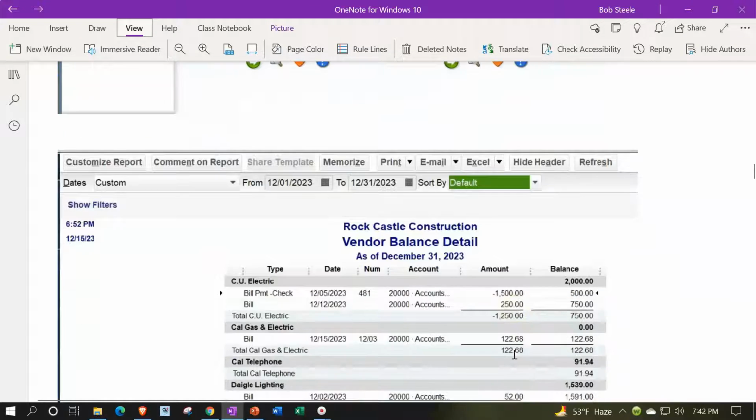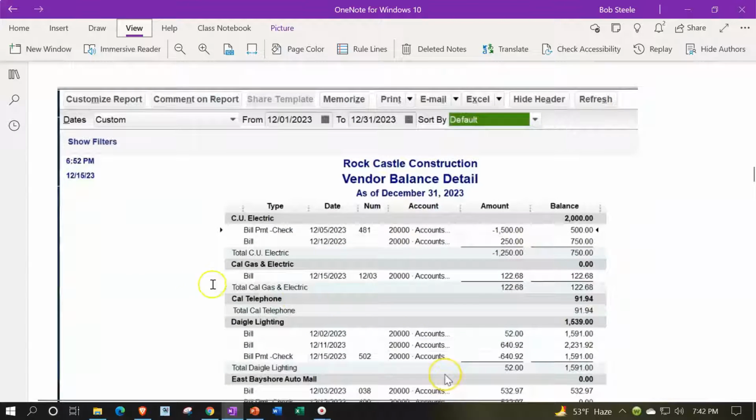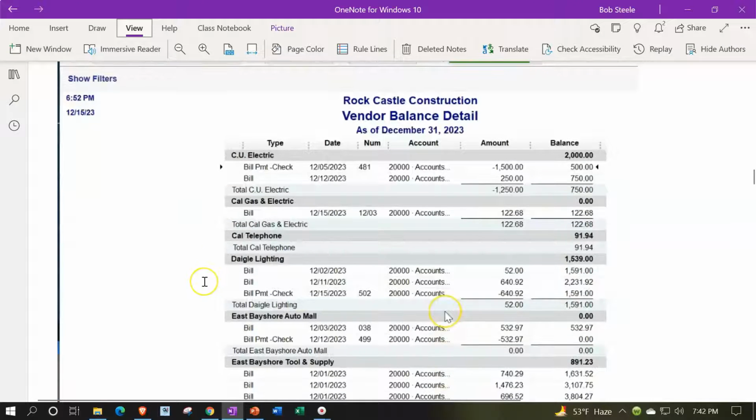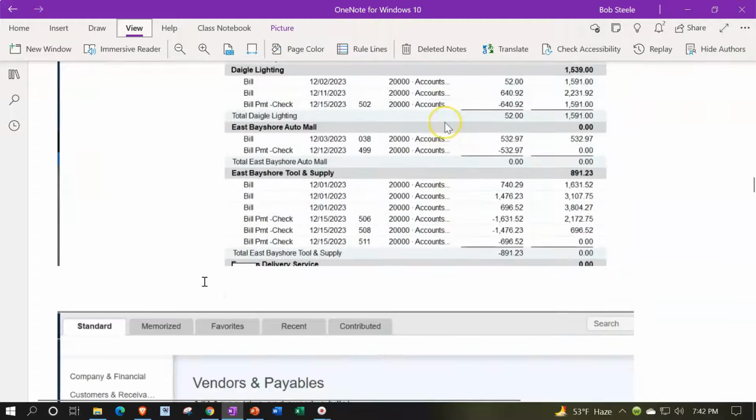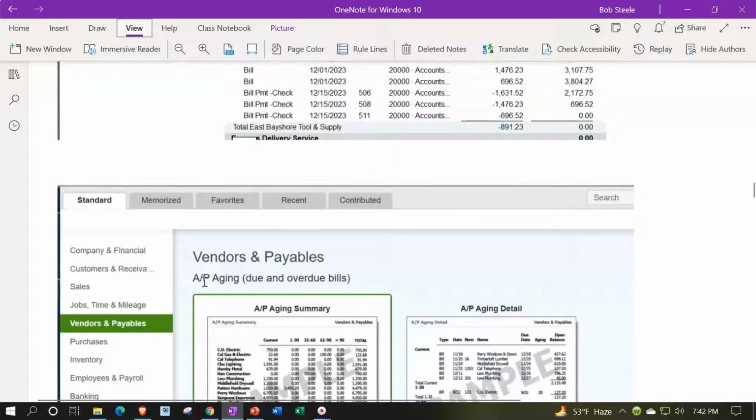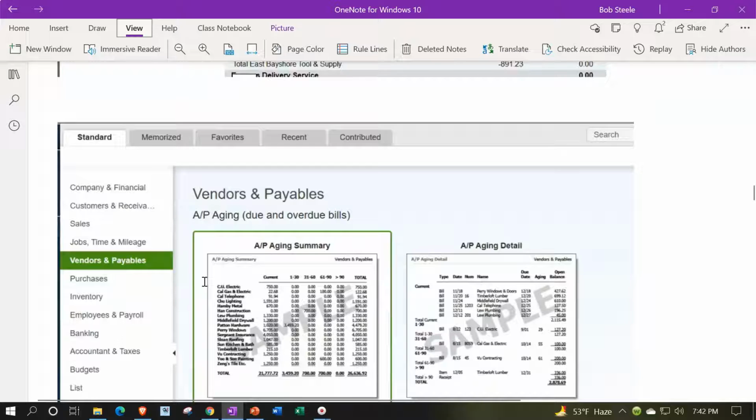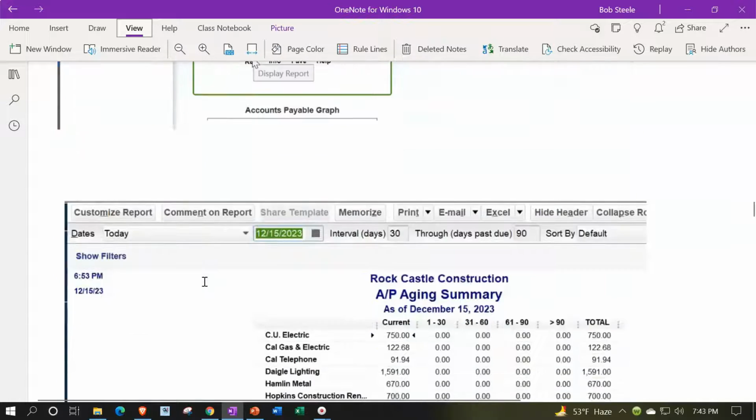So then we're going to take a look at the vendor balance detail, breaking the same information out by vendor, but also giving the detail, which will typically include bills and then the pay bill type of forms, having each of the vendors going up with a bill and then back down when we pay it off with the pay bill type form. Now we're looking at the AP aging summary report.